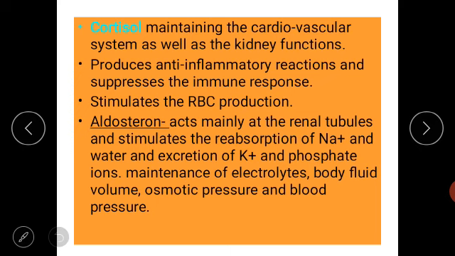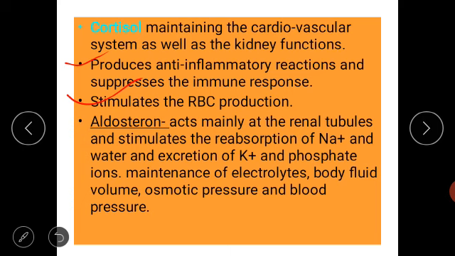So now we are going to study what kind of functions are done by the cortisol hormone. It maintains the cardiovascular system as well as the kidney functions, produces anti-inflammatory reactions and suppresses the immune response. So it helps the cardiovascular system, maintains kidney functions, brings about anti-inflammatory reactions, and suppresses the immune responses whenever needed. Also it stimulates red blood cell production.